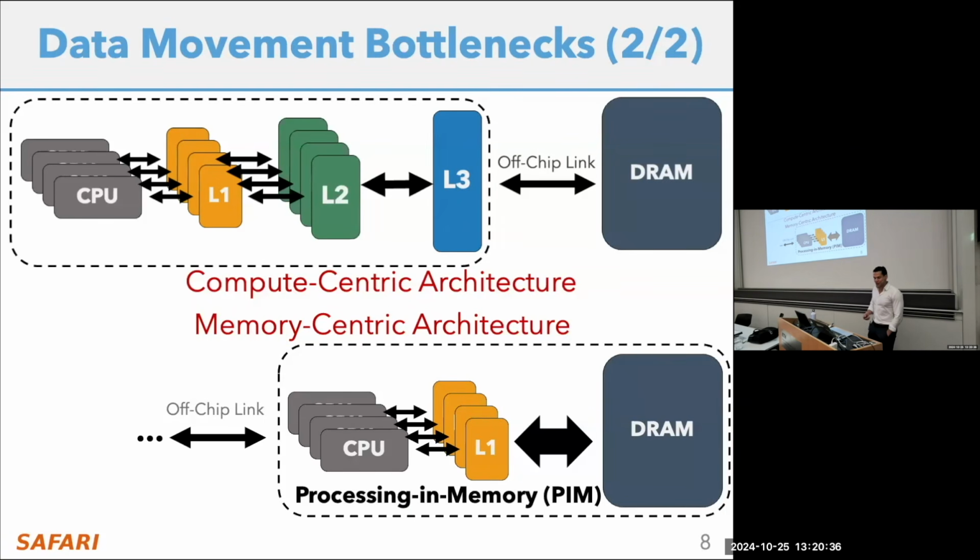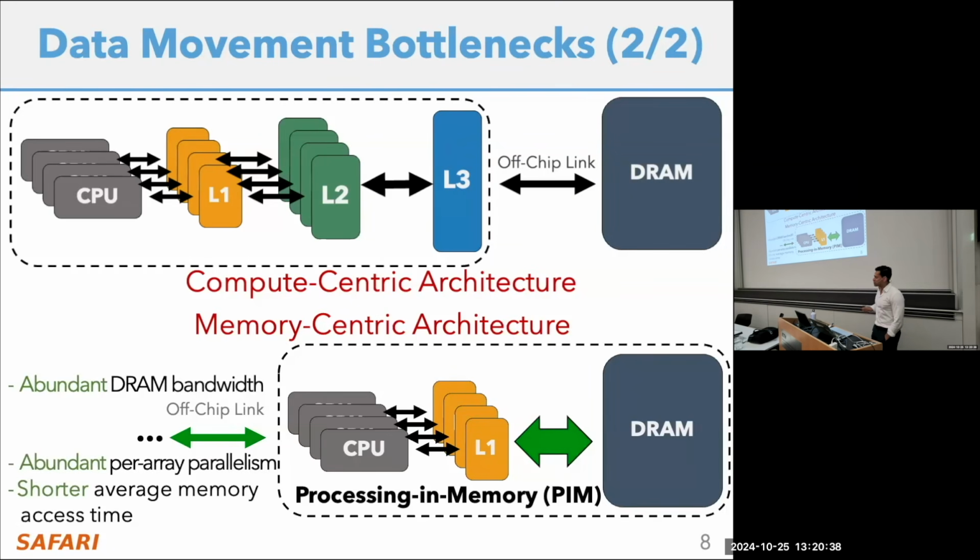So processing-in-memory hardware has the benefit, compared to compute-centric counterparts, of having access to larger memory bandwidth, abundant array parallelism, and, at the same time, shorter memory access latency. So if your application is going to be bottlenecked by any one of those components, a processing-in-memory architecture can probably be useful to mitigate those bottlenecks.